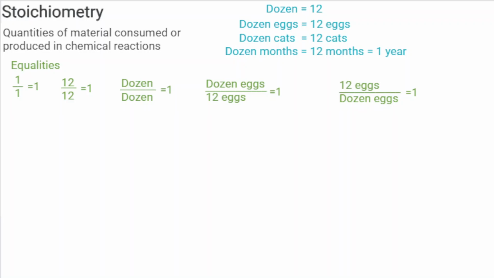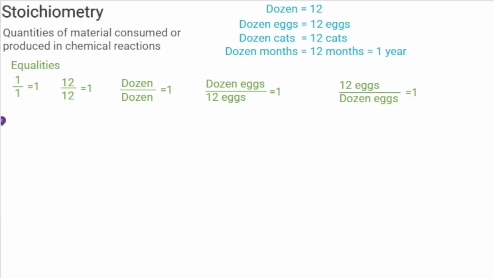And because it's equal to 1, it doesn't really matter what is the denominator and what is the numerator. So we can actually flip that around and say we have 12 eggs divided by a dozen eggs, and we still get 1. And because all of these are equalities, they're all equal to 1, this allows us to use them in other mathematical functions, because anything multiplied by 1 is itself. And so we can take this property and use it for essentially changing what the units are.